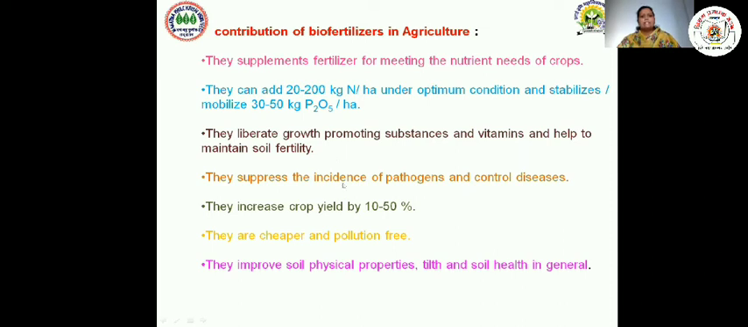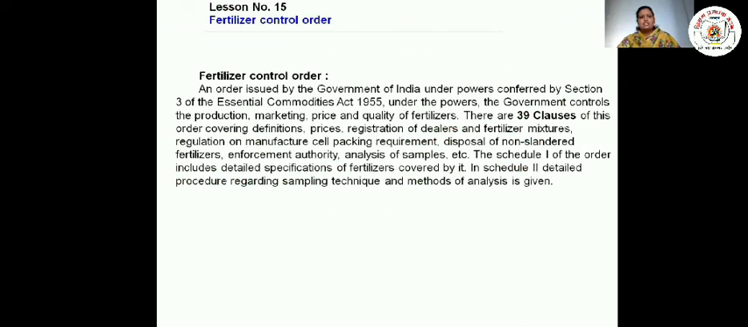Then they suppress the incidence of the pathogen and control diseases. They increase the crop yield by 10 to 50%. Then they are cheaper and pollution free. They improve the soil physical properties, tilth, and soil health in general. This is about the biofertilizer.